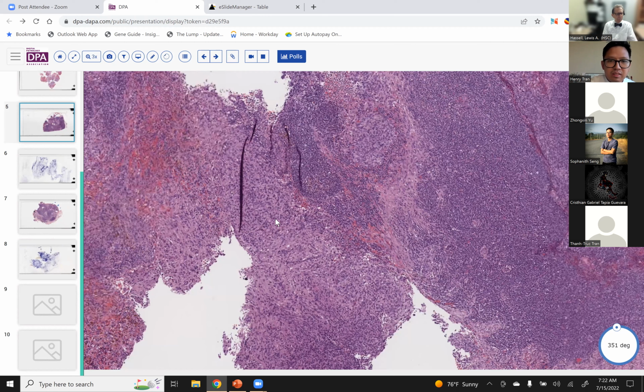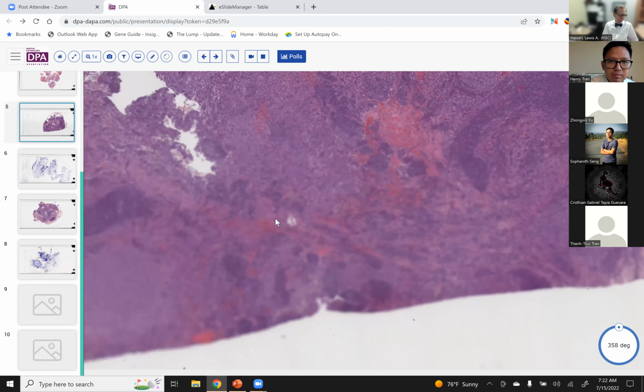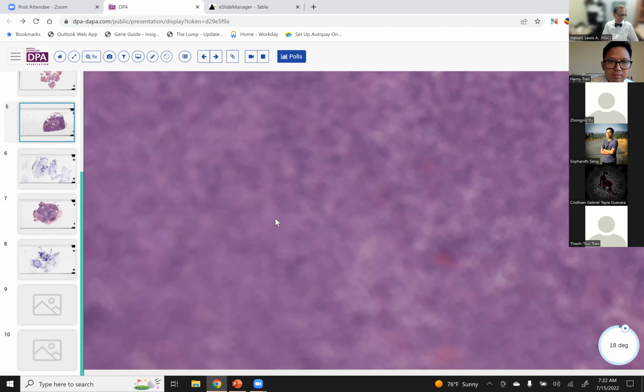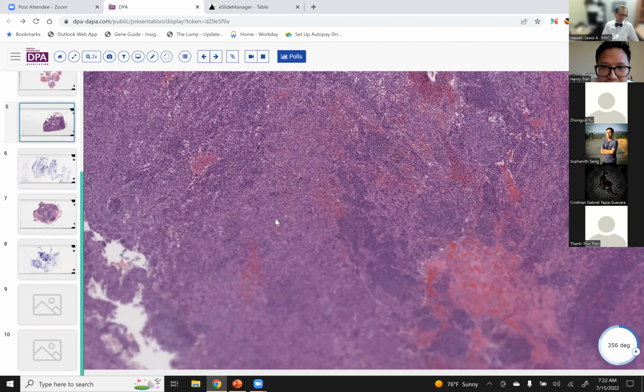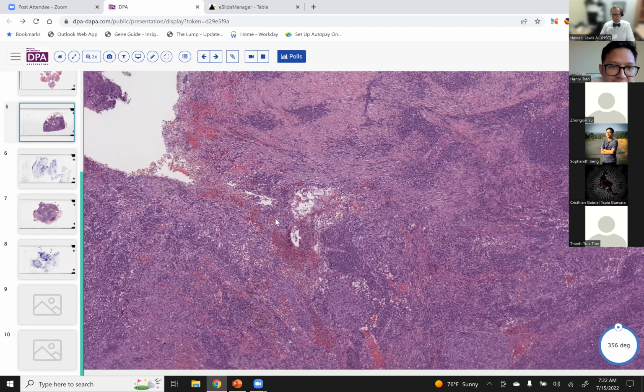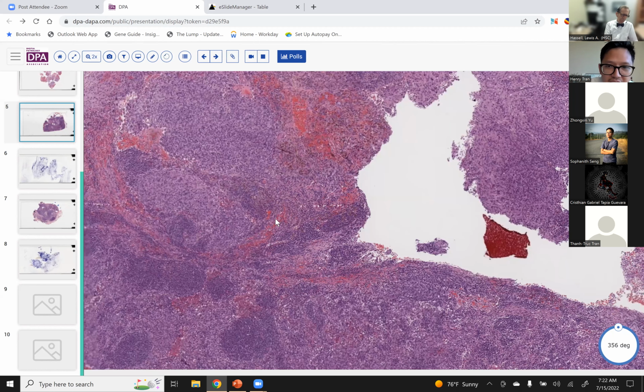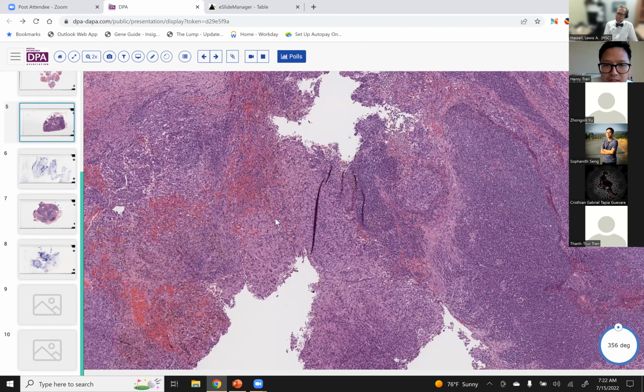Let's see. Let's try to find a good area that we can focus on. Some of this didn't scan that well. Let's look.